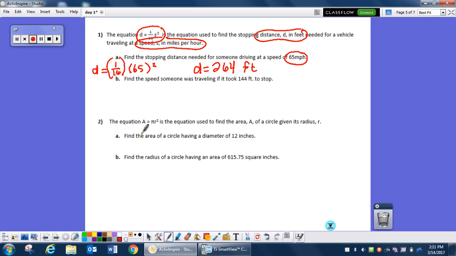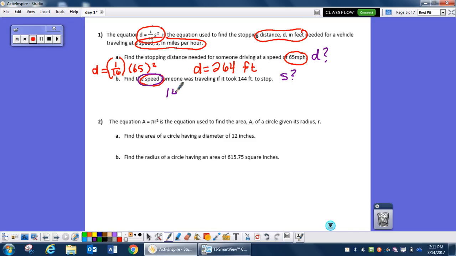In the next one, they're asking to find the speed. So this time we don't know s, and we have to solve for s. If you want to make a note, maybe put like s question mark. This time, up on part A, it was d question mark, because that's what we were finding. So they give us the distance. It took 144 feet to stop.